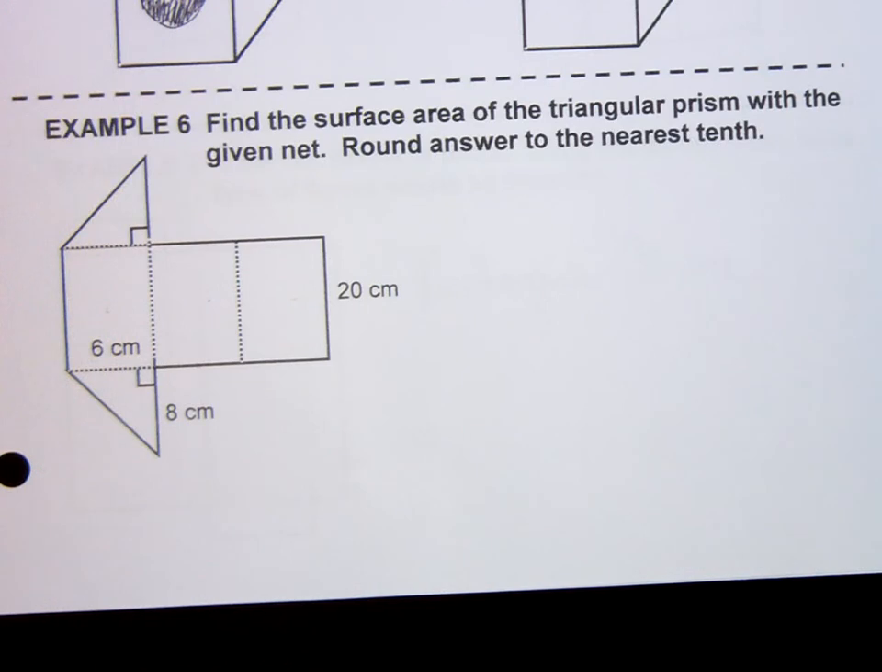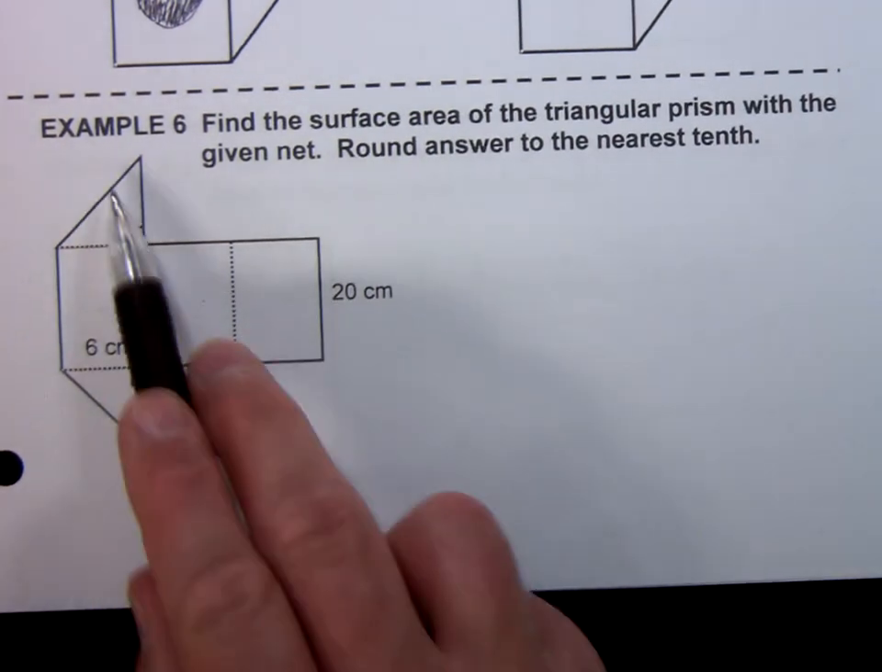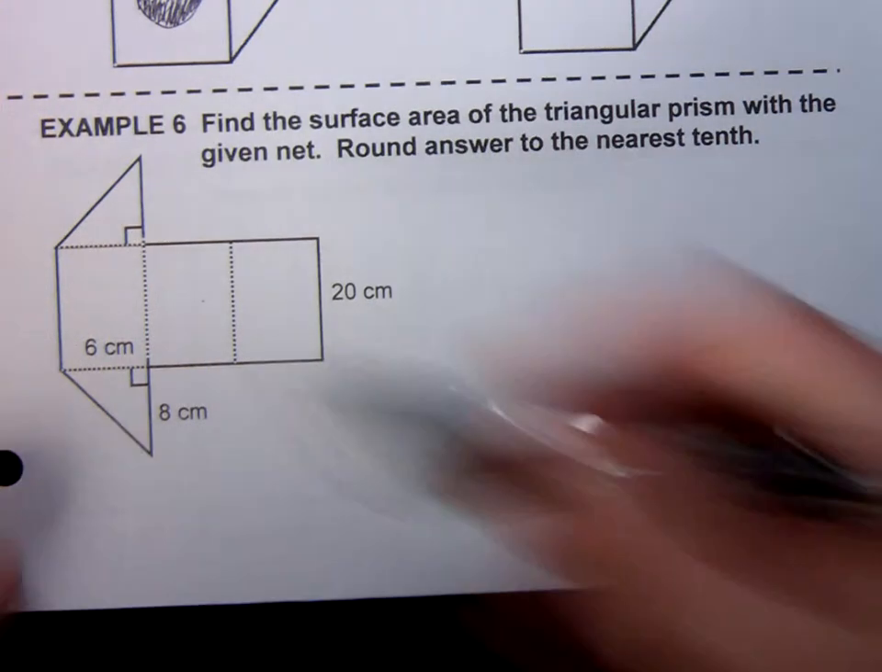This is a triangular prism. I see a bunch of rectangles, so I know it's a prism of some sort. And then I have two triangles. Remember, prisms always have two bases. So we have a triangular prism here.